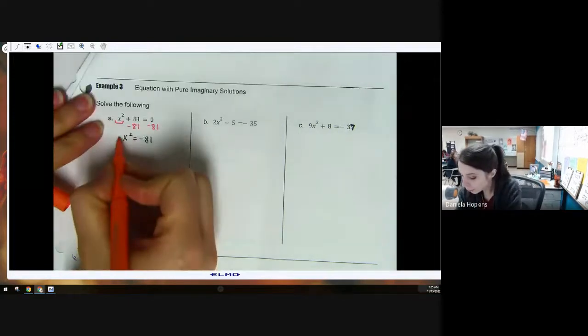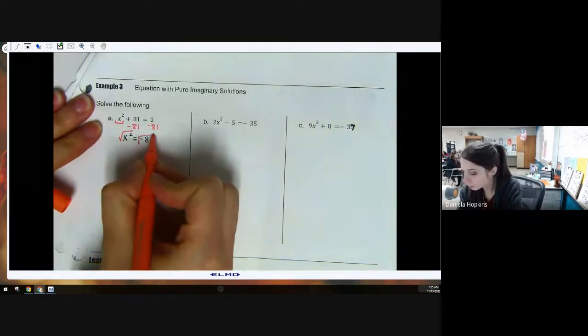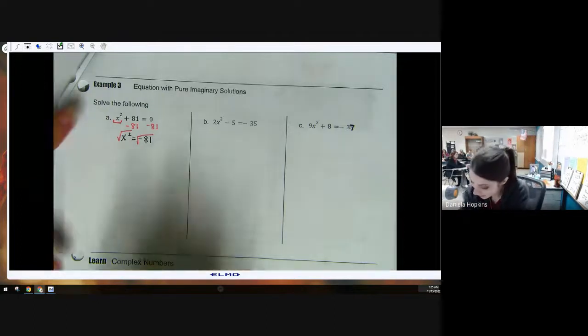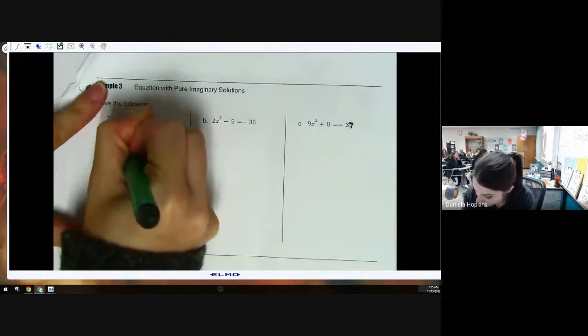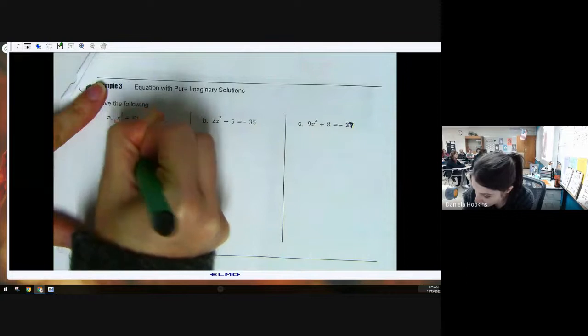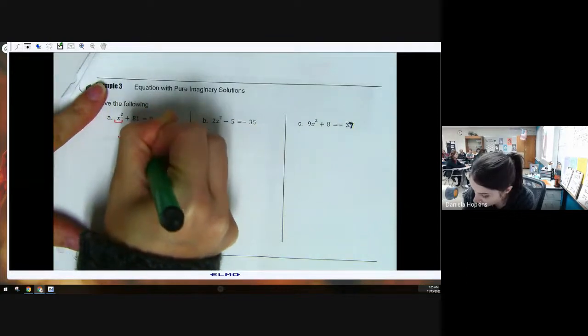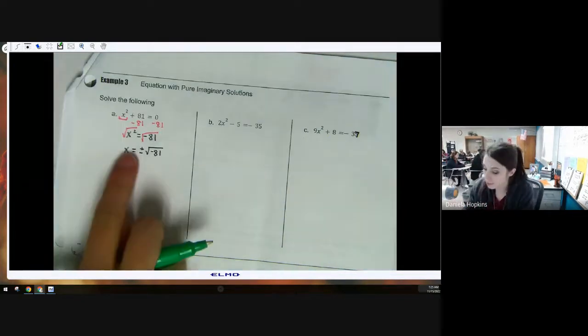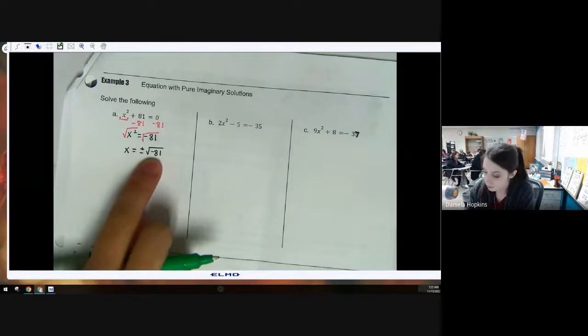Does anyone remember, what do I have to add when I take a square root of both sides? A plus or minus. As soon as you take that square root, make sure you add a plus or minus. I'm writing some extra steps here, hopefully you could just jump right to the answer. But we have x equals plus or minus the square root of negative 81.